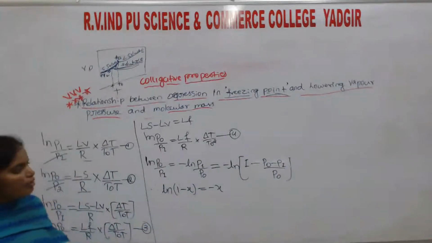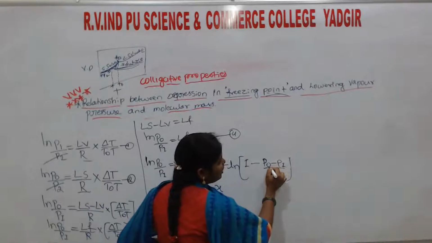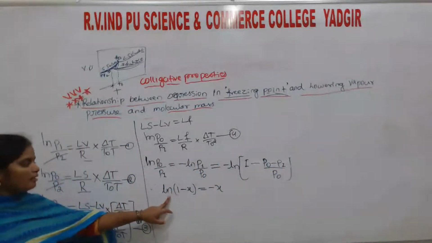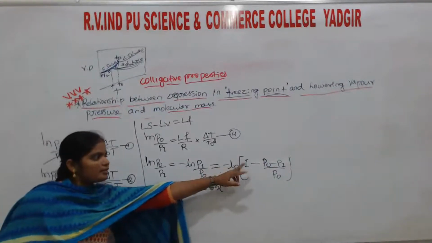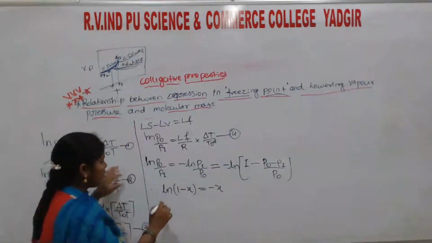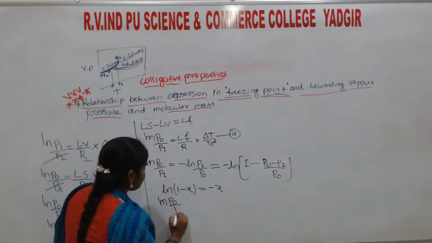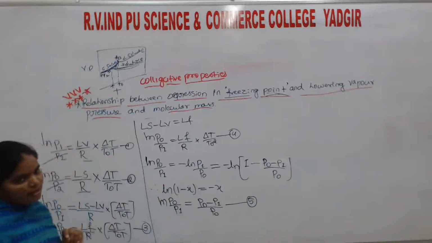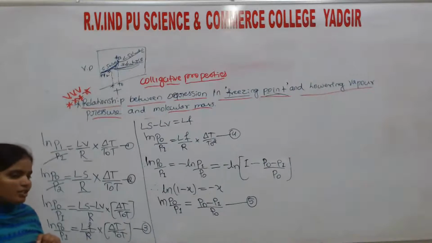Minus P naught minus P1, 1 minus P naught minus P1 divided by P naught. Taking ln of 1 minus x is equal to minus x, and this is minus P naught minus P1 divided by P naught. Finally you get ln of P naught divided by P1, divided by P naught, is equal to small n by capital N. This is equation number 6.